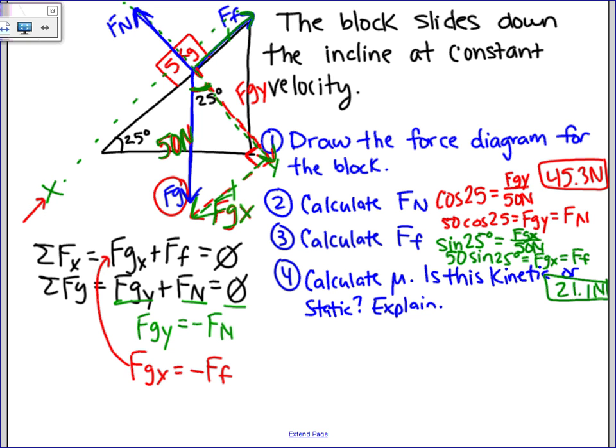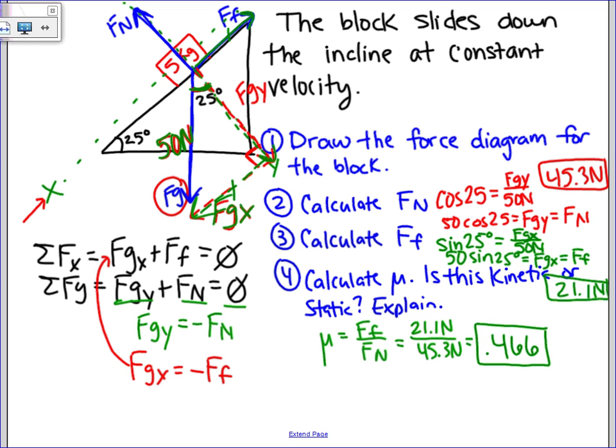Finally, number 4 asks me to calculate the coefficient of friction. The coefficient of friction is going to equal my force friction over my force normal. My force friction is 21.1 newtons. My force normal is 45.3 newtons. And by dividing those two, I end up getting approximately 0.466 as my coefficient of friction. Notice that it's unitless because the coefficient of friction is a unitless value.